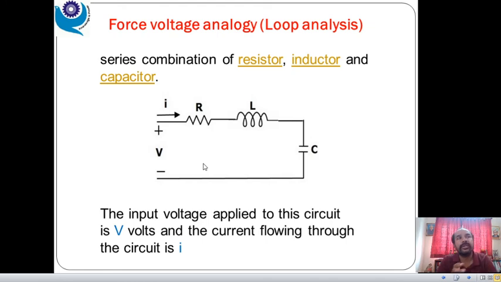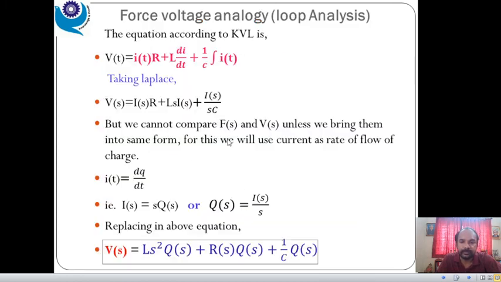After applying KVL, we get the equation in the time domain. Now we have to convert it into the frequency domain. Simply taking the Laplace transform of that time domain equation, replacing t by s, we can convert it into the Laplace domain equation. Then one parameter is output, another is input. So Laplace of output divided by Laplace of input gives us the transfer function of this circuitry, right?